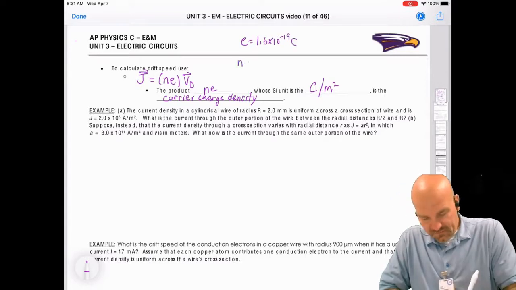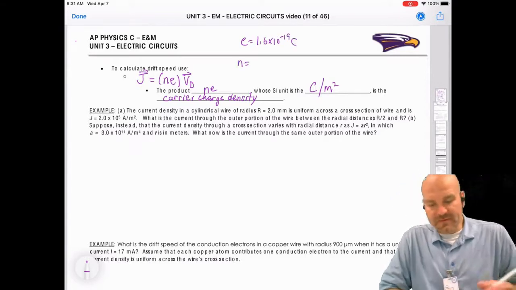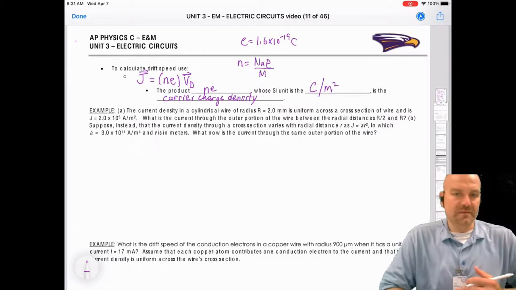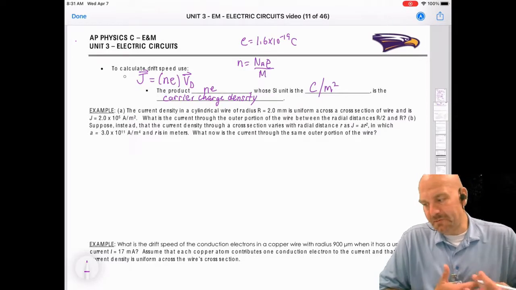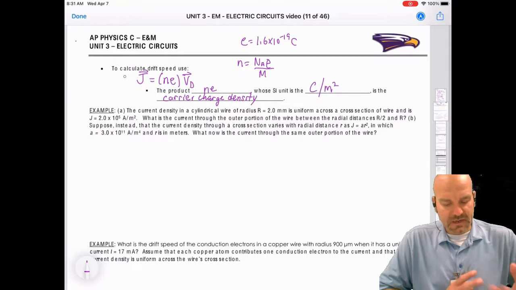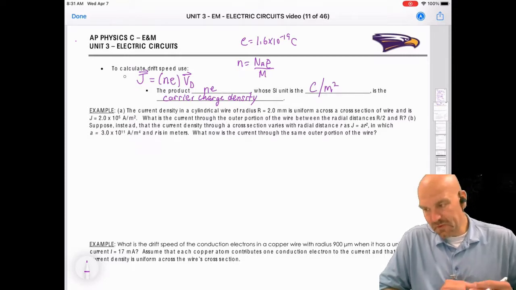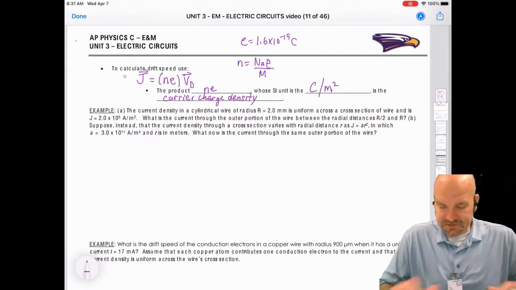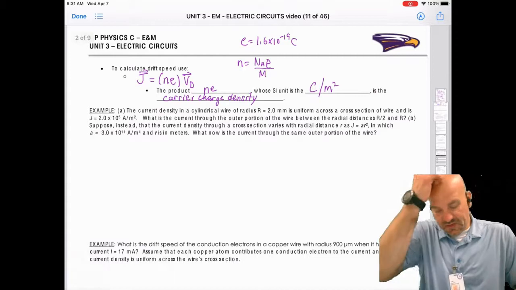This little N is related back to molar mass, so it's going to be Avogadro's number times the density of the material divided by the molar mass of the material. We're going to do an example where we actually have to do this calculation. You can substitute all that into the J formula to get a bigger version of it if you wanted to. But let's do a couple examples, solving for drift velocity and so forth.